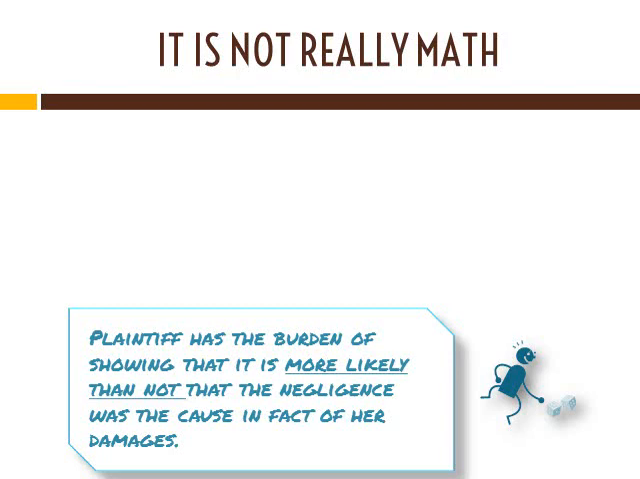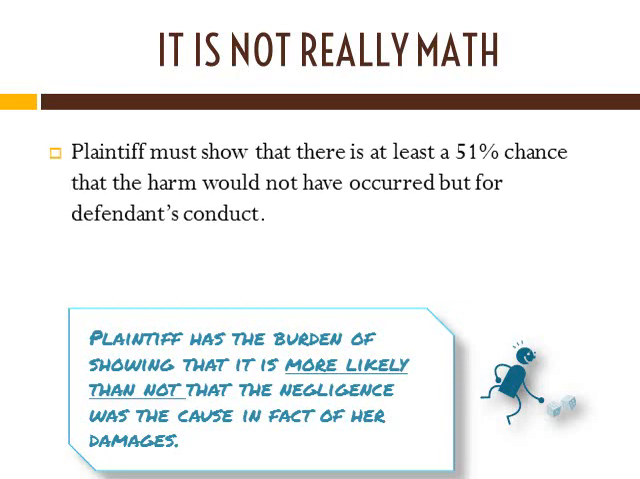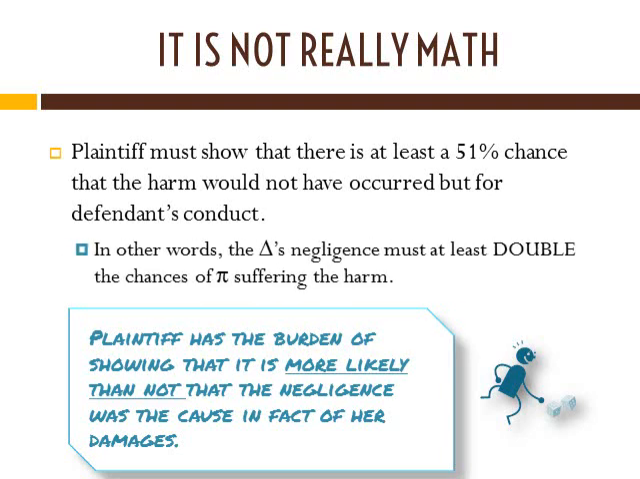As we talked about earlier, plaintiff has the burden of showing that, more likely than not, the negligence of the defendant was the cause and fact of her damages. Basically, that means the plaintiff has to show that there's at least a 51% chance that the harm would not have occurred but for the defendant's conduct. Make it even more simple. Plaintiff has to show that the defendant's negligence at least doubled the chances of her suffering the harm.